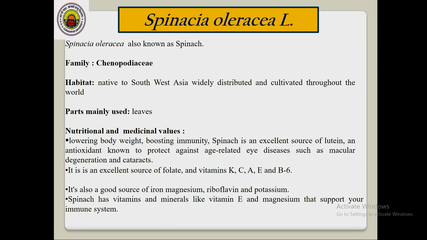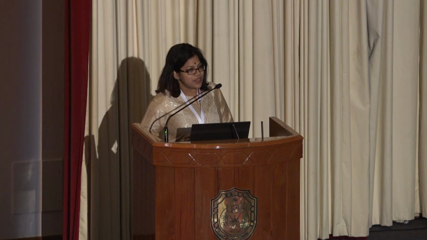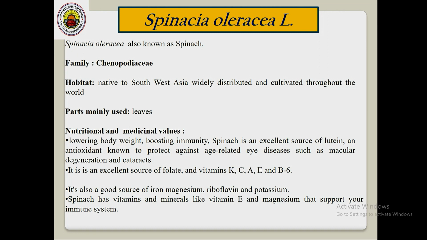Now, in this scenario, the next important leafy vegetable is Spinacia oleracea, commonly known as spinach, belonging to family Chenopodiaceae. Its habitat is native to Southwest Asia, widely distributed and cultivated throughout the world. The parts mainly used are leaves, and its nutritional and medicinal values include helping in lowering body weight and boosting immunity. Spinach is an excellent source of lutein, an antioxidant known to protect against age-related eye diseases. It is an excellent source of folate and different types of vitamins, and a good source of iron, magnesium, riboflavin, and potassium.